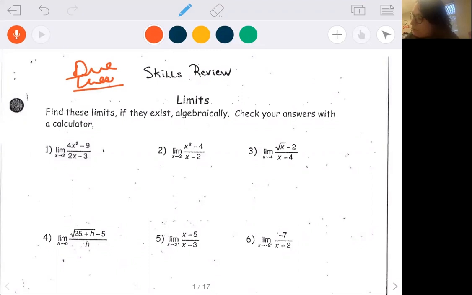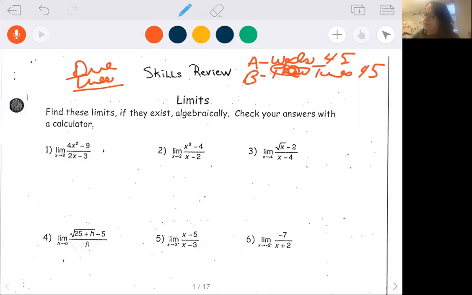So A group, you will be testing on Wednesday during the hour. It will be timed for 45 minutes, no calculator. B group, you will be taking the test on Tuesday, also timed for 45 minutes, no calculator. Distance learners, you are all going to take it on the second day, on Wednesday the 23rd. You're going to take it at your class time.